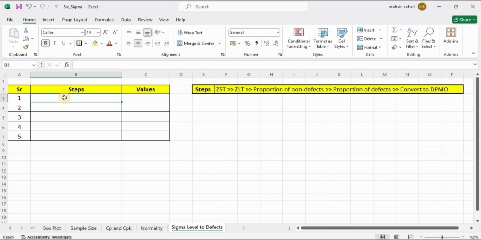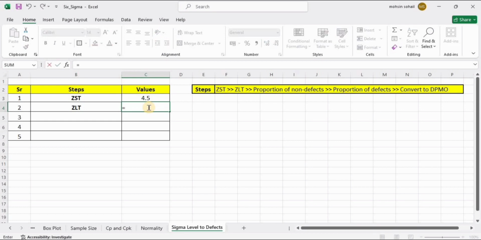First, we are given the short-term sigma level, that is ZST. Let's say that this short-term sigma level is 4.5. From this ZST, we can easily calculate the ZLT, which is long-term sigma level. That is basically the short-term sigma level minus 1.5. So this value minus 1.5, press enter, and here we have the ZLT, or long-term sigma level.